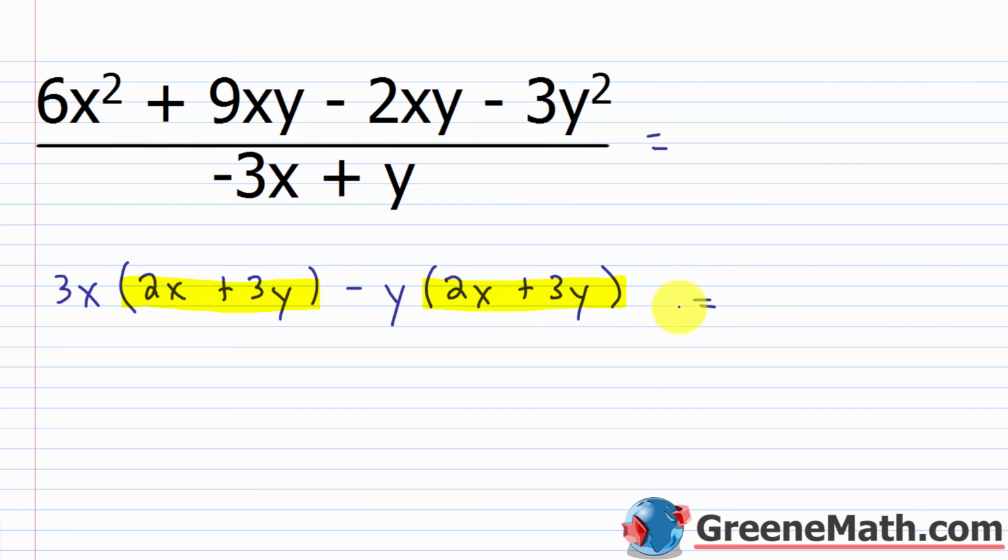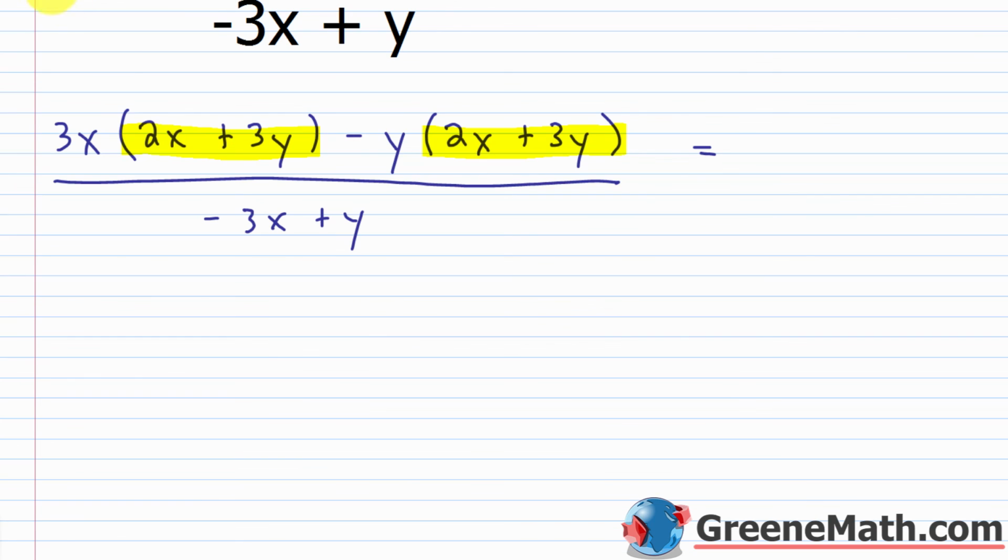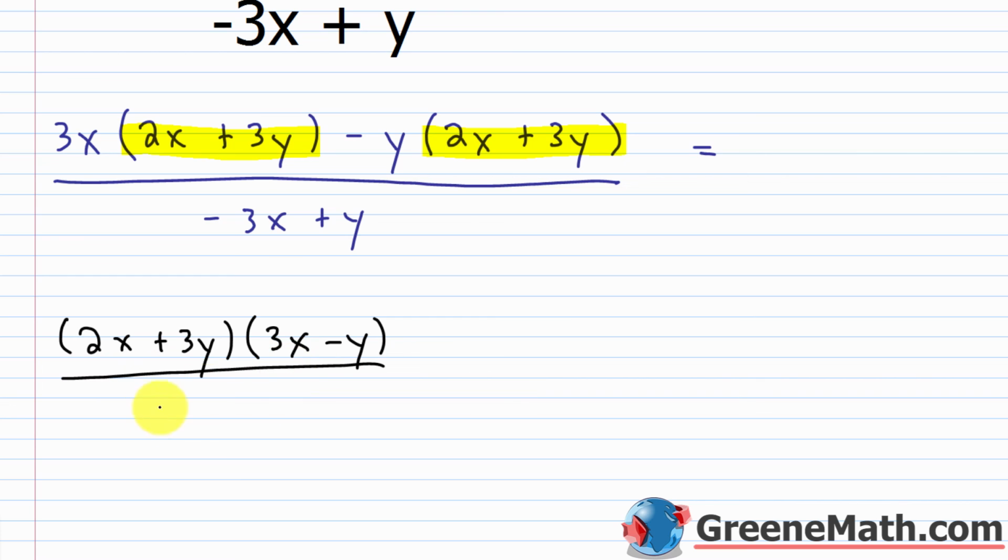So let's put this equals. In the denominator, I still have negative 3x plus y. And so let's go ahead and factor this. So I pull out that common binomial factor in the numerator. I'll have the quantity 2x plus 3y, then times the quantity 3x minus y, and this is over negative 3x plus y. This 3x minus y looks similar to negative 3x plus y. The signs are just different. When the signs are different but you have the same terms, they end up canceling and becoming negative 1.